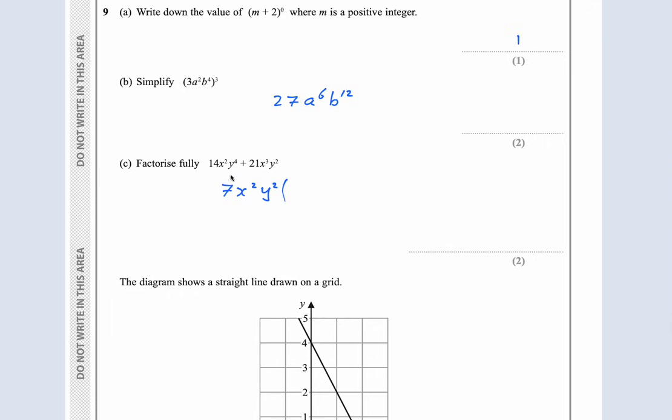Then this times what gives me this? Well, times 2 to give me the 14. The x squared is already there, and I need to multiply by y squared to get the y to the 4. Similarly here, 7 times 3 will give me the 21. And the y squared is already there, but I need to multiply by x to give me x cubed. X squared times x gives me x cubed, and that's the answer.